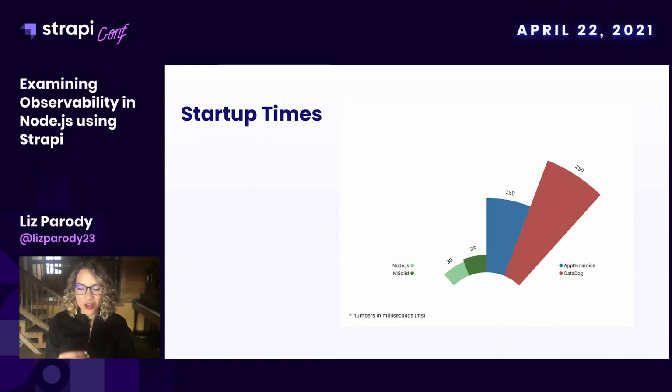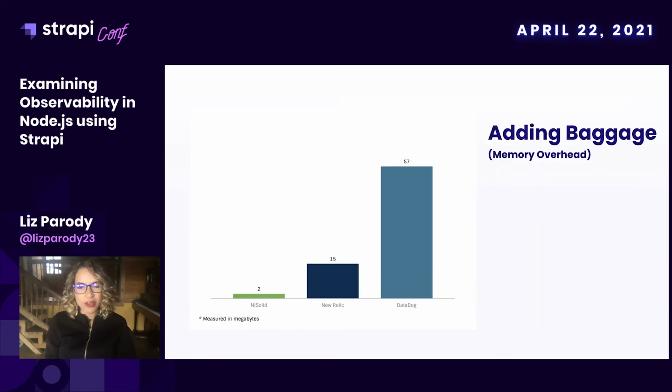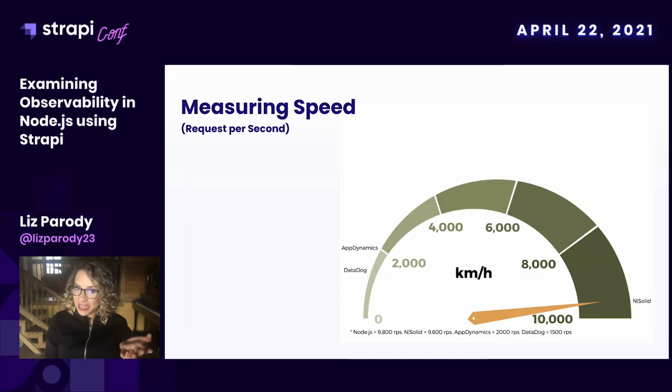Startup times, we can see that Node.js takes 30 milliseconds in the startup time, followed by NSolid with 35 milliseconds, then 150 and 250 milliseconds by AppDynamics and Datadog, which is an increase of 600%. Adding baggage or memory overhead, NSolid only adds 2 megabytes of memory, while New Relic and Datadog add 15 and 57 respectively. Finally, measuring speed, NSolid is the fastest one with almost 10,000 requests per second, then AppDynamics with 2,000 RPS and Datadog with 1,500 RPS.